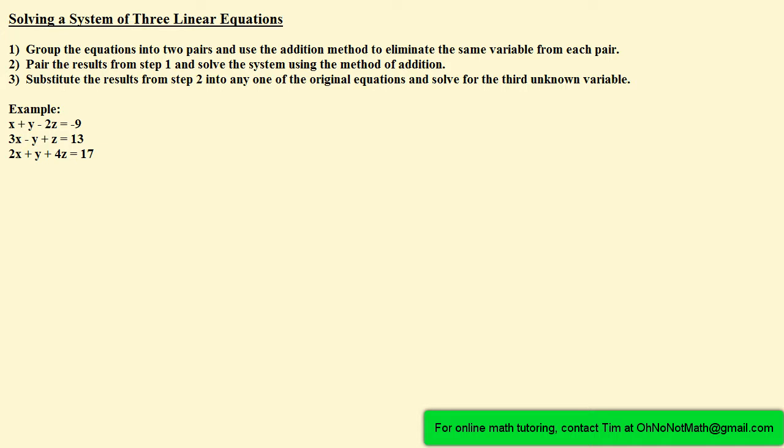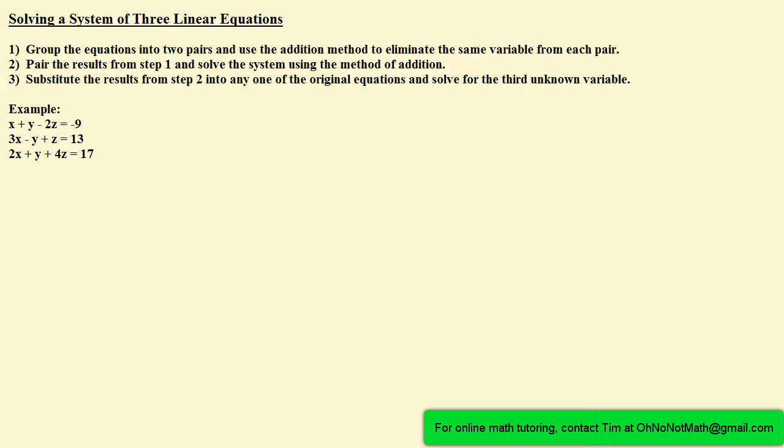Step 2 is to pair the results from step 1 and solve the system using the method of addition. And step 3 is to substitute the results from step 2 into any one of the original equations and solve for the third unknown variable. So let's do an example. We have 3 linear equations.